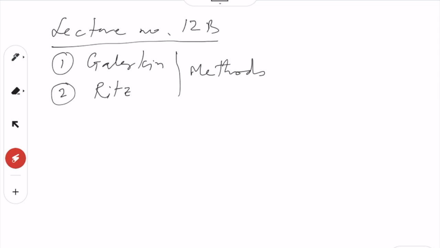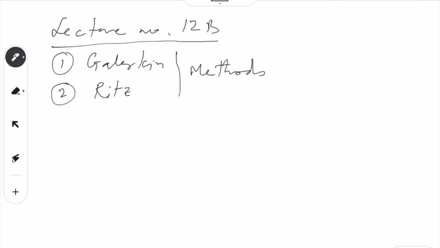For Galerkin we start from the weak form of the differential equation. For Rees we start from the minimum potential energy expression. From there we minimize u, right. So we minimize the potential energy by varying u and we find u. Okay. So today we will understand a little bit more physics and mathematics with the Rees method, with the minimum potential energy method, right.